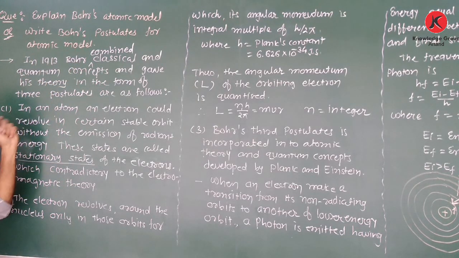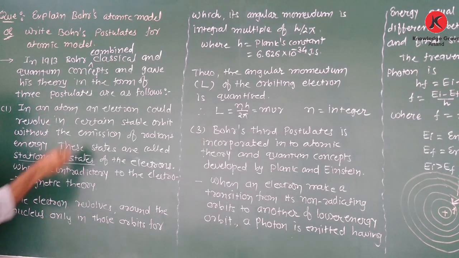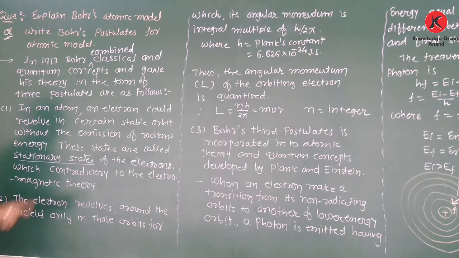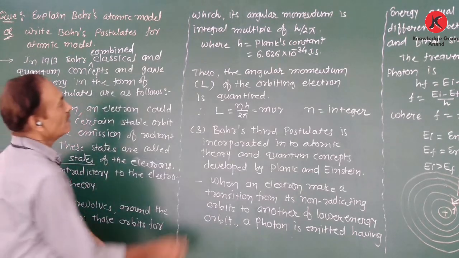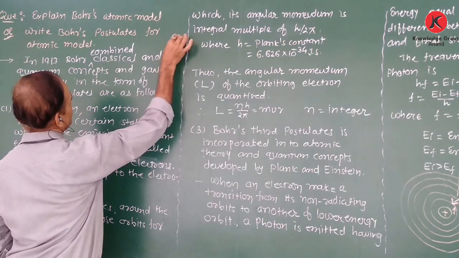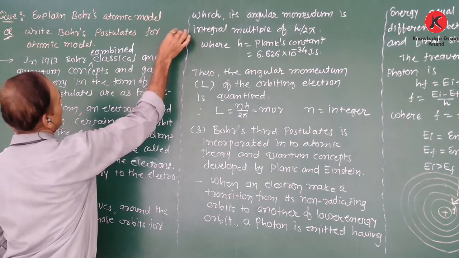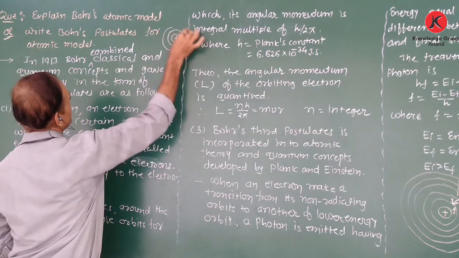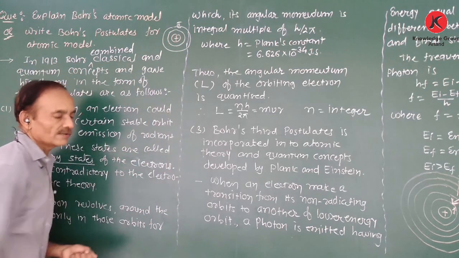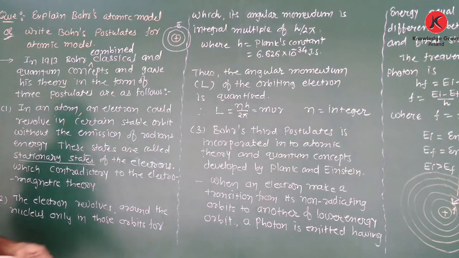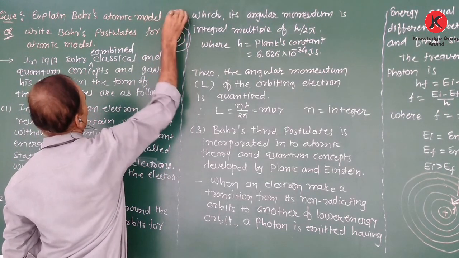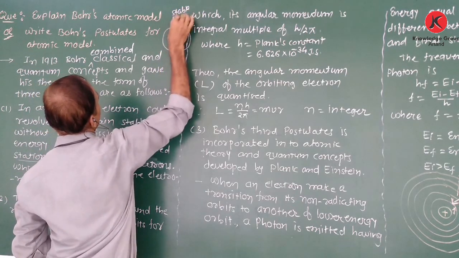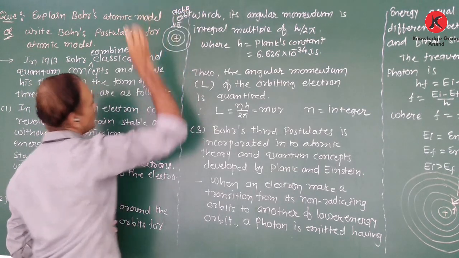The first postulate is that in an atom, an electron could evolve in certain stable orbits without the emission of radiant energy. So the electron can evolve around the nucleus in an orbit without radiating any energy. This orbit is known as a stable orbit, or the stable state.